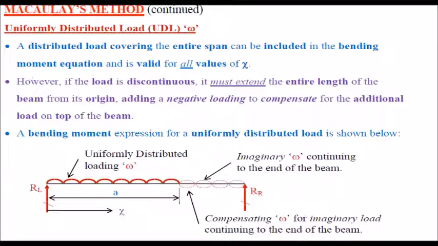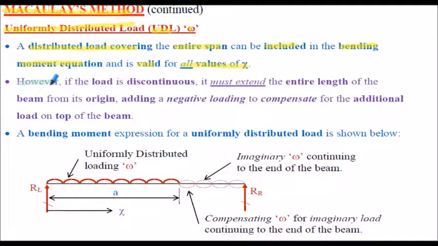Macaulay's method continued. Let's now consider uniformly distributed loads, UDLs, along our beam. And as in our previous work, we will use the symbol omega to designate a UDL. Don't forget, UDLs have the units of newtons per meter, or sometimes kilonewtons per meter. So a distributed load covering the entire span can be included in the bending moment equation, and that would be valid for all values of x.